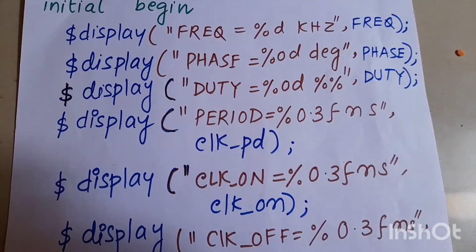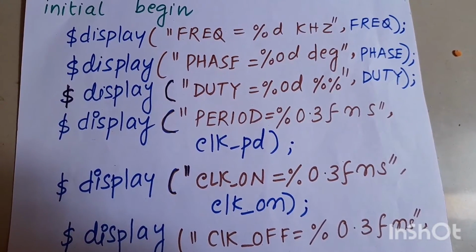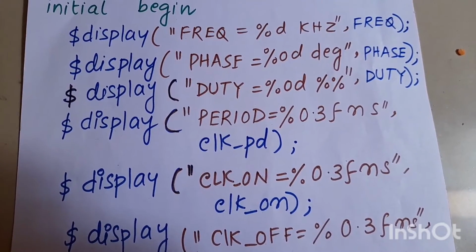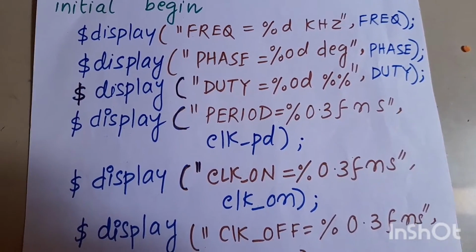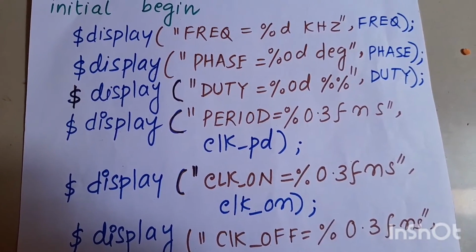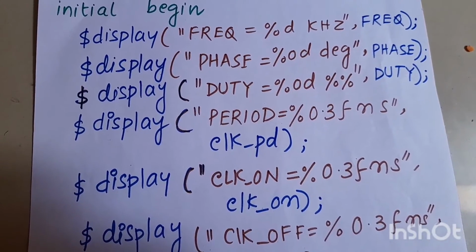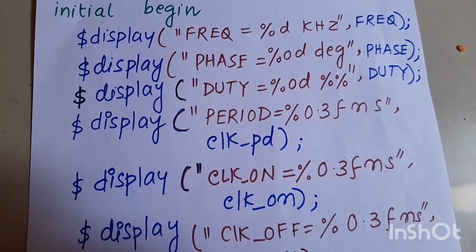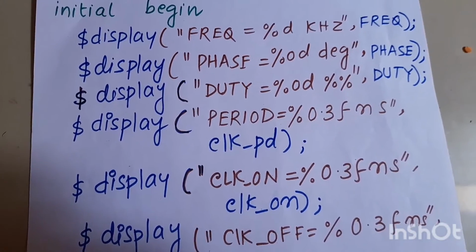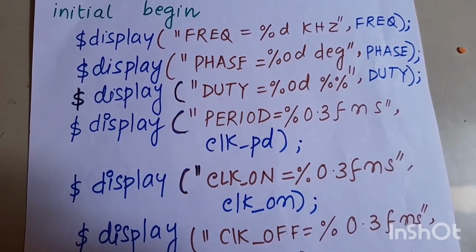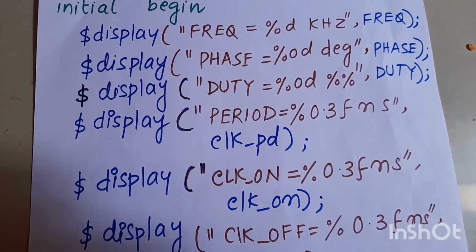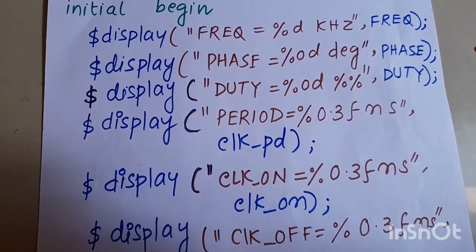Here I have put $display statements in order to keep track of how the simulation is going through. Are we on the correct path or not? We have put multiple comments, multiple displays. This is how coding actually happens. So you see, I have put display for frequency.